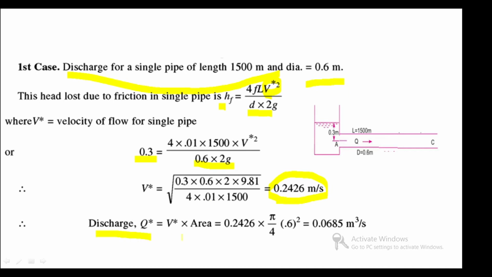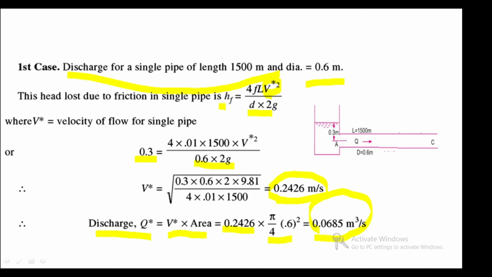Then discharge Q star equals area into velocity. This formula is from the continuity equation. Here you substitute V star and area pi by 4 into D square. You get the discharge for the single pipe as 0.0685 meter cube per second, right?